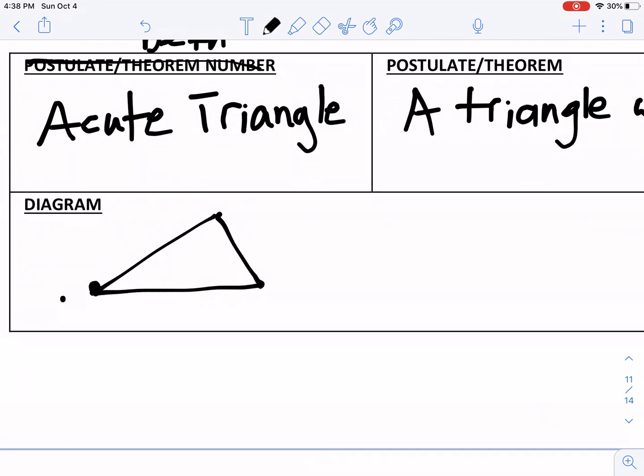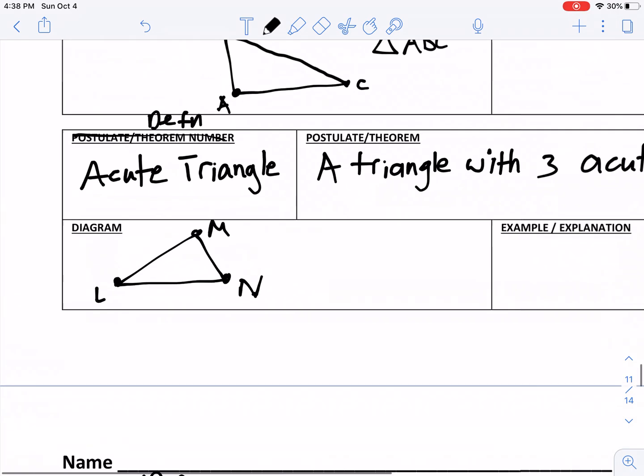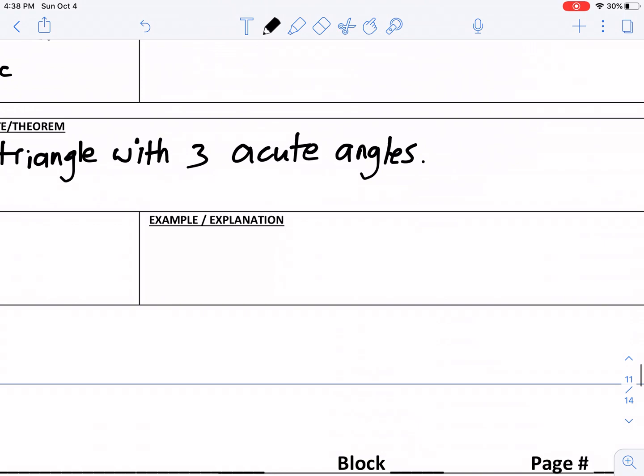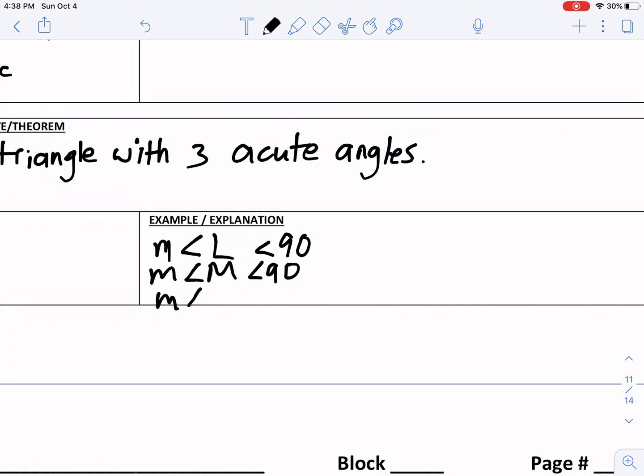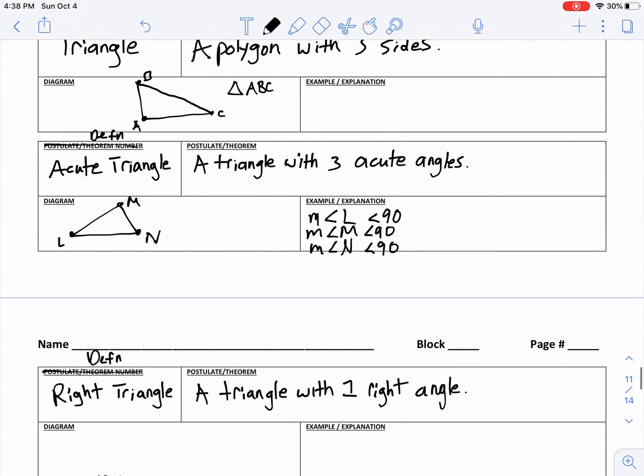And maybe we call this LMN. Then the angles, let's go ahead and call it the measure. So the measure of angle L would be less than 90. The measure of angle M would be less than 90. And then the measure of angle N would be less than 90. So all of the angles would be acute because they'd be less than 90 degrees, but also greater than 0. So that's an acute triangle.